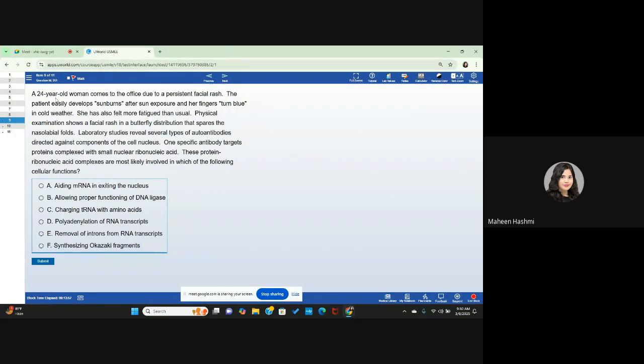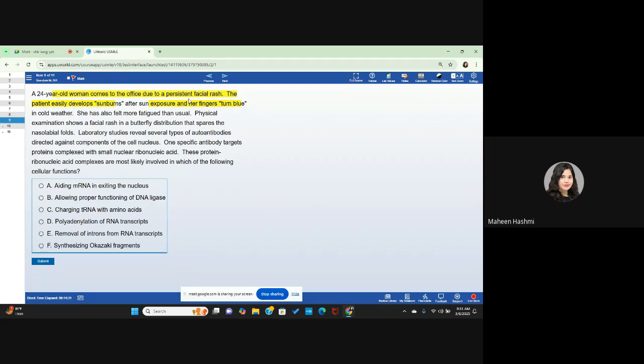A 24-year-old woman has a persistent facial rash, develops sunburns, and her fingertips turn blue. What is this phenomenon called? Raynaud's phenomenon. Very good. How do you treat Raynaud phenomenon? What is the treatment for Raynaud? CCB. So you give calcium channel blockers for Raynaud.